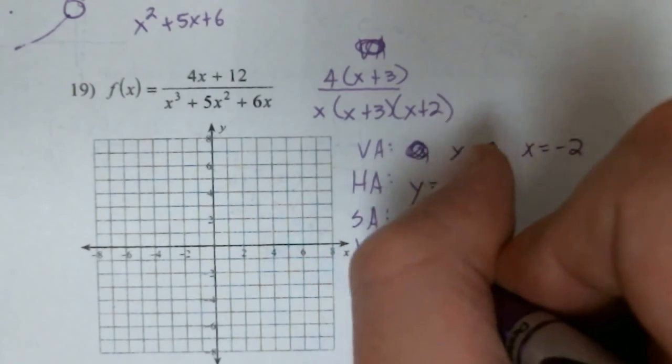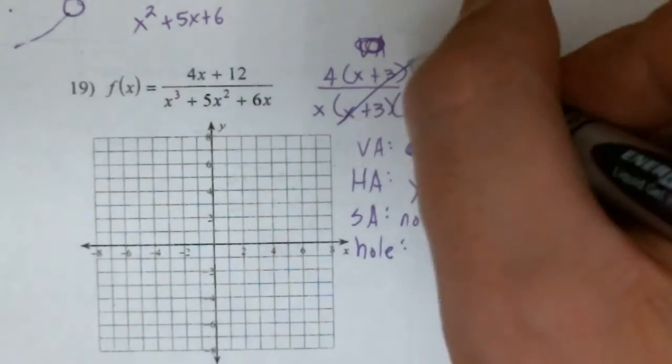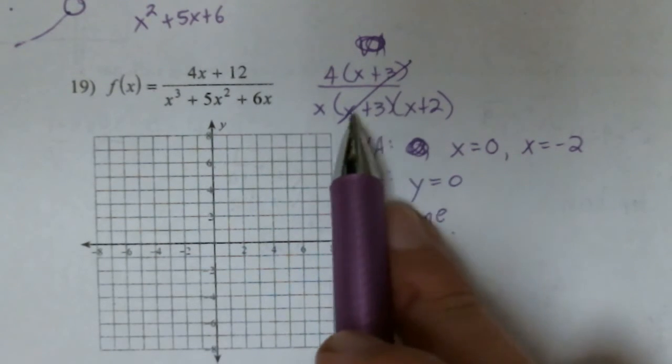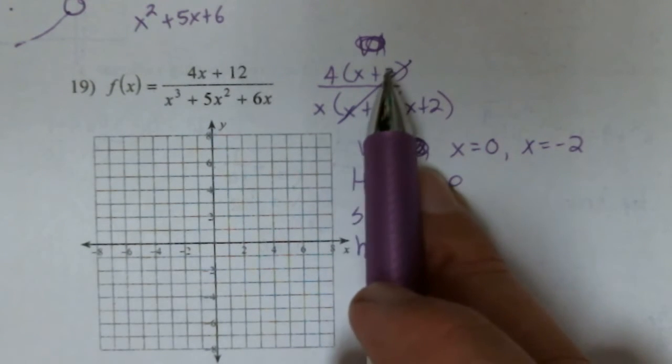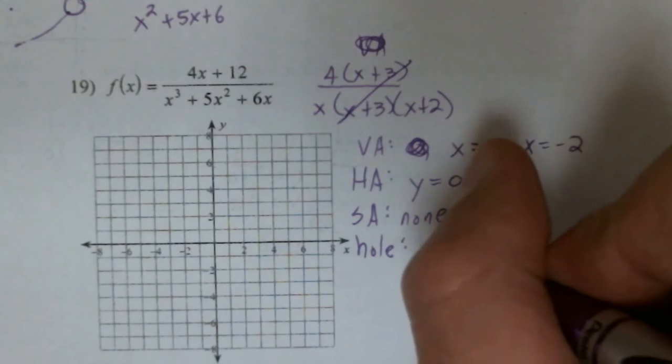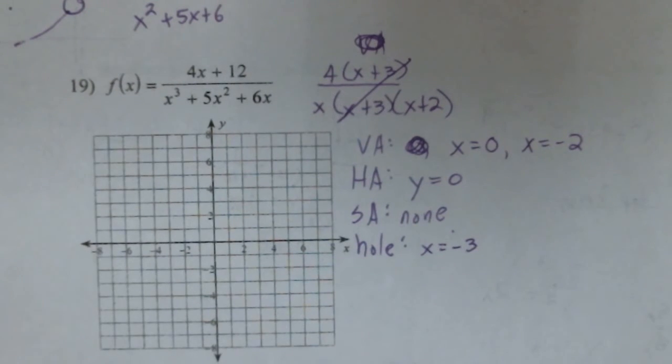Where do we have a hole? Okay, so these guys cancel. Wherever they cancel, you flip the sign. So I have a hole at negative 3. So you can say x is equal to negative 3.